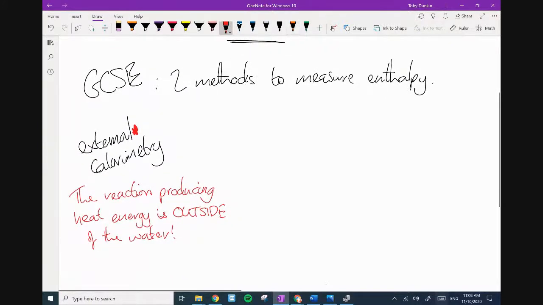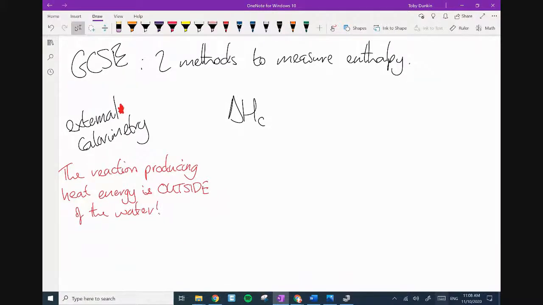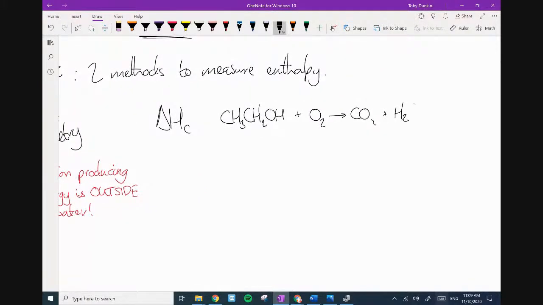The example of this, of course, is the enthalpy of combustion. Delta HC, the enthalpy of combustion, is the heat energy change when 1 mole of a compound is completely burnt in excess oxygen to form CO2 and water only, all under standard conditions and in standard states. For example, we can do ethanol. CH3CH2OH plus O2 makes CO2 and H2O, in standard states. Ethanol is a liquid. Oxygen is a gas. CO2 is a gas, and water is a liquid.